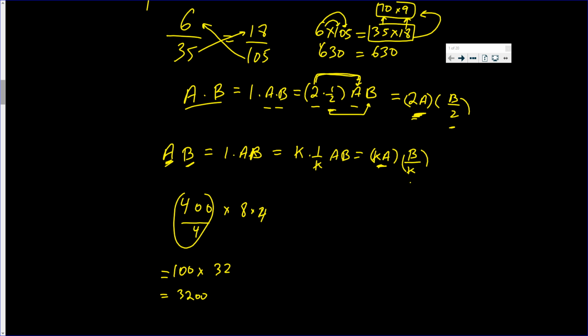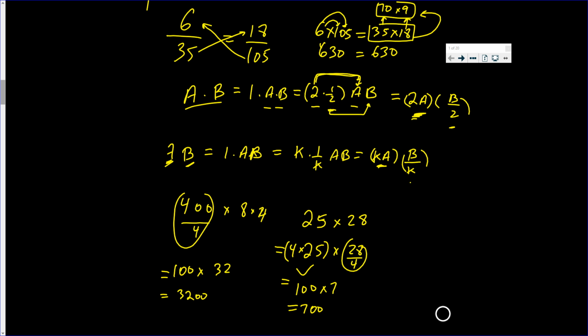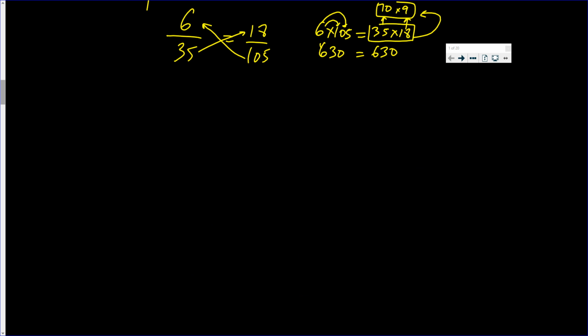The answer is 3,200. If you asked me what 25 times 28 is, this is a very simple problem for me, because if I multiply the 25 by 4, and I divide the 28 by 4, I get two nice numbers, 100 times 7. And I know what 100 times 7 is. That's a nice little trick. Good enough trick for me to show it here. Okay.